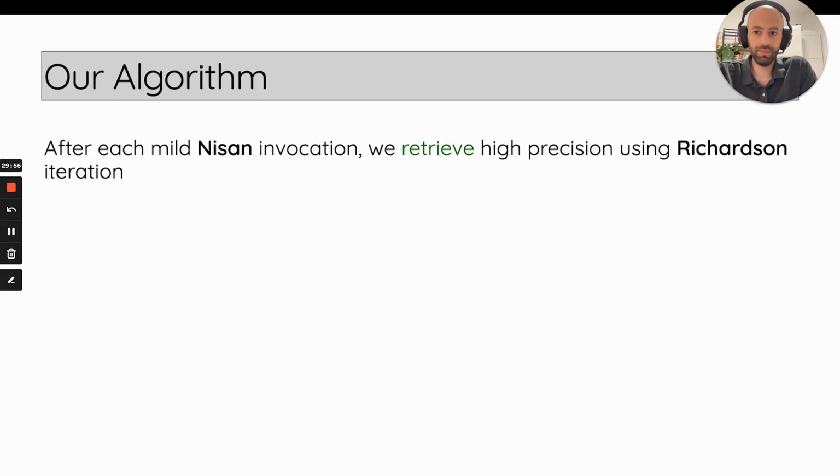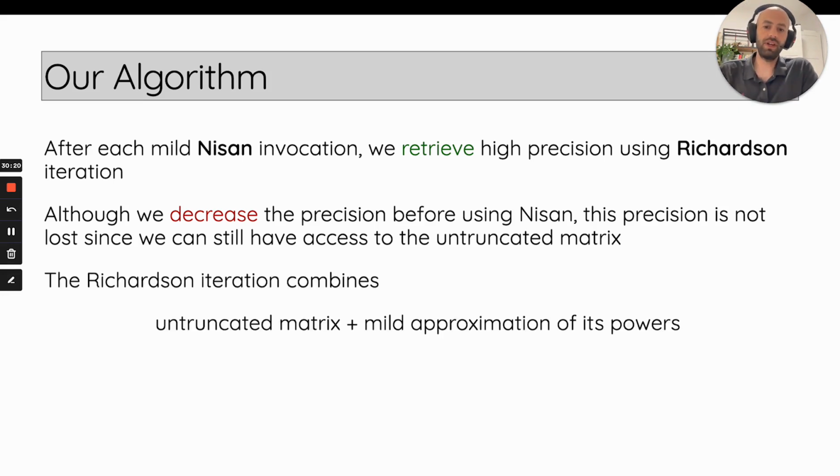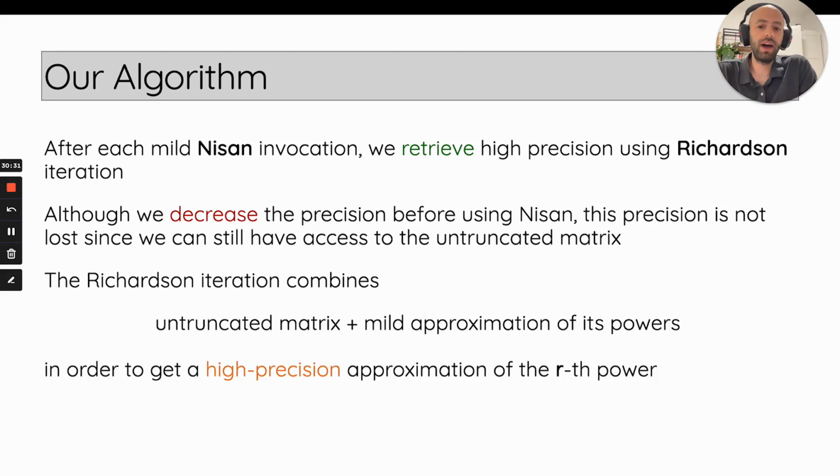So what's the algorithm? After each mild Nisan invocation, with accuracy 1 over W, we retrieve high precision using Richardson iteration. And although we decrease the precision before using Nisan, this precision is not lost since we can still have access to the untruncated matrix. So the Richardson iteration combines the untruncated matrix, plus mild approximation of its powers that we got from Nisan, in order to get a high precision approximation of the Rth power.